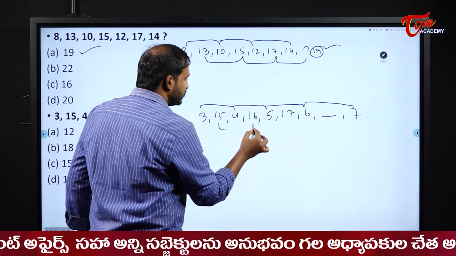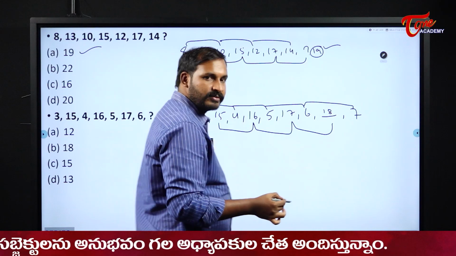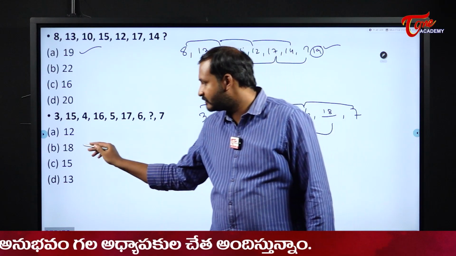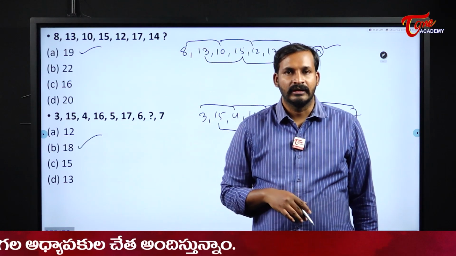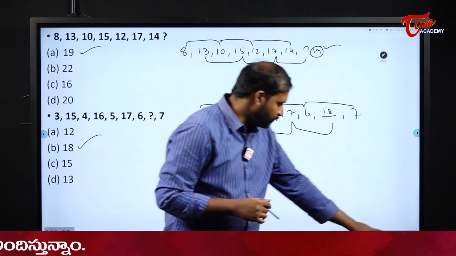15, 16, 17, what should be the next one? 18. So our answer here becomes 18. Understood? This is how we need to solve the problems.